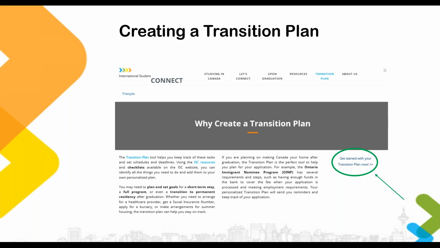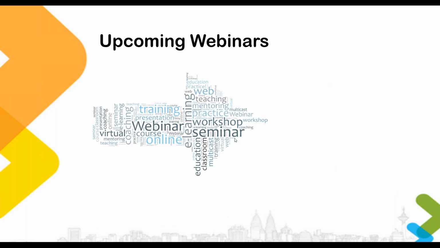So to get started, you would actually go to the highlighted portion, which is right here on the screen that I'm highlighting in yellow. So you'll get started on your transition plan there. You can select transition plan here, and then you'll get started down here. Okay? So these are some excellent tools that we do have that are available to you and will help you in your transition should you decide that you are going to remain in Canada after you have completed your studies.